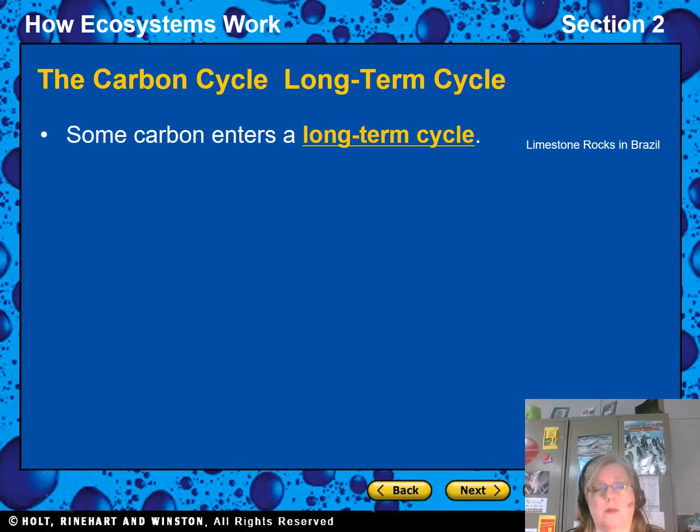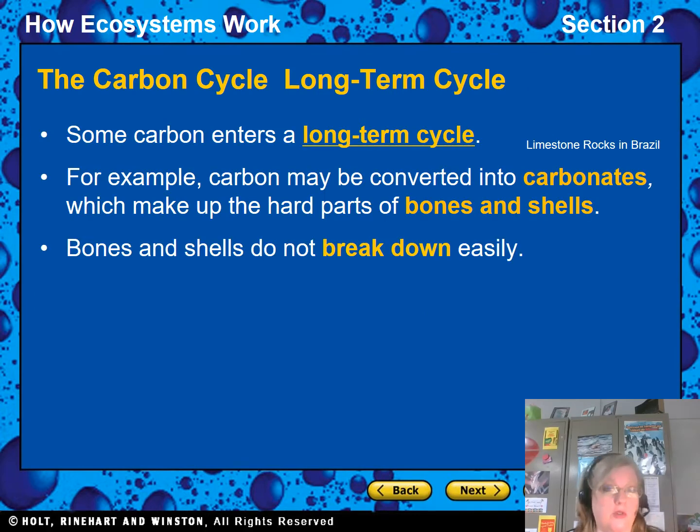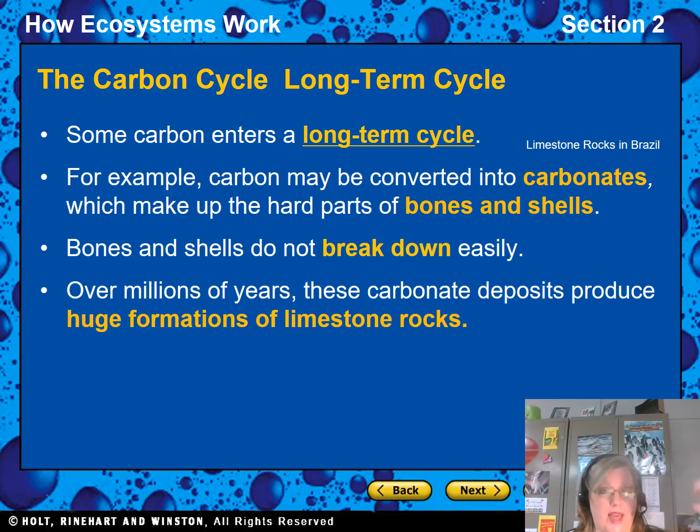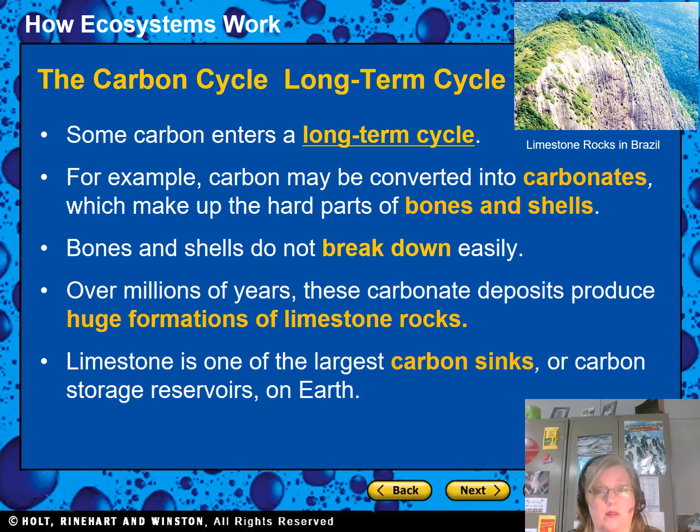The long-term cycle, okay, so that was the short-term cycle. We breathe it out, the plants take it in and give us oxygen, or we eat it in the glucose, either one. Those are both part of the short-term cycles. In the long-term cycle, the carbon can be converted into carbonates, which are bones and shells.